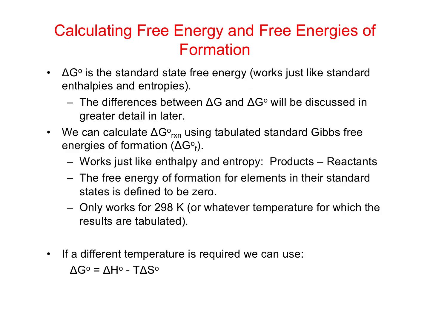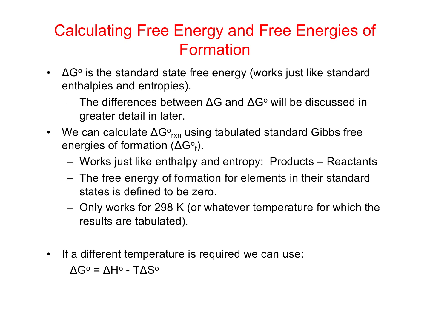All right, now just like we did with enthalpy and entropy, we can define standard state Gibbs free energies. And we indicate that by putting a naught after it, right? So in words, we would say this is delta G naught, the standard state free energy, and it works just like standard state enthalpies and entropies. Now, it turns out for delta H and delta S, the difference between delta G and delta G naught oftentimes isn't that significant. For delta G, the meaning of delta G and delta G naught actually takes on greater significance, but we'll save that topic for a later video.